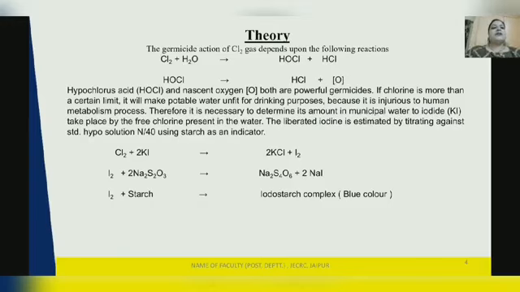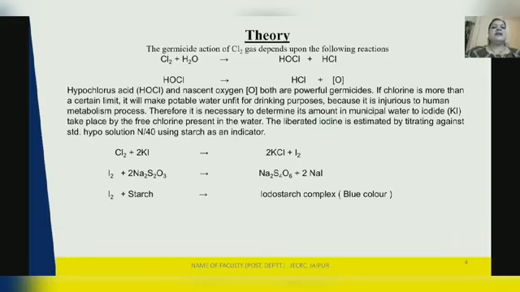The theory of this experiment is that the germicidal action of chlorine gas depends upon the following reaction. Chlorine reacts with water and forms hypochlorous acid. This hypochlorous acid produces nascent oxygen. Hypochlorous acid and nascent oxygen both are powerful germicides.